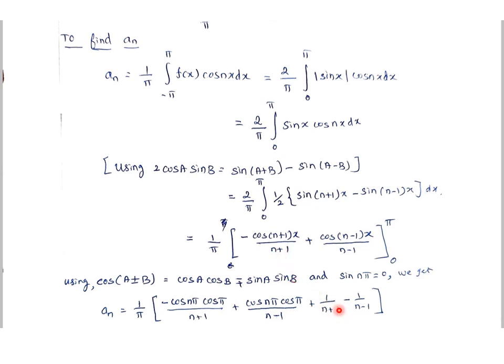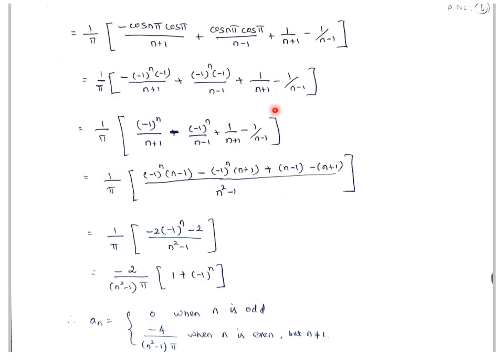Next, similarly, cos 0 will become as 1. This is equal to 1 by n plus 1. Again, applying the lower limit, it will become as minus 1 by n minus 1. Then after simple calculations, cos n pi equal to minus 1 whole to the power of n, cos pi equal to minus 1. After substituting this limit and simplifying this, we can get the last result as 1 by pi into minus 2 minus 1 whole to the power of n minus 2 divided by n square minus 1.